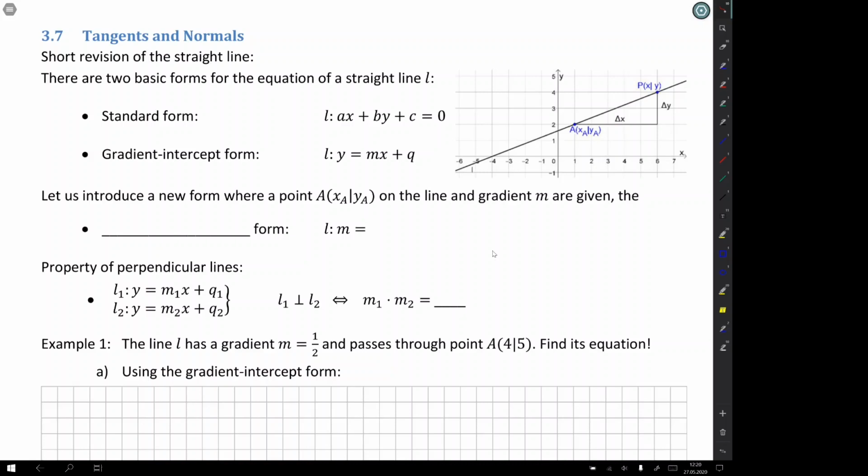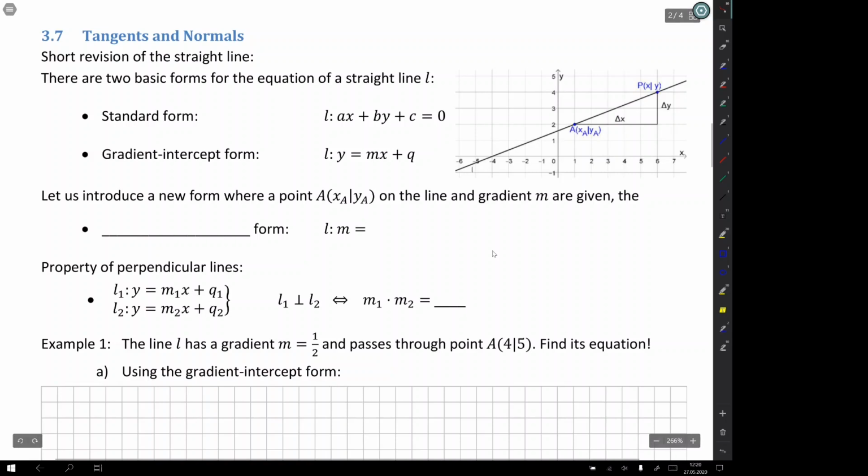In this section, we're going to look at tangents and normals to curves. And we'll start with a short revision of the straight line. There are two basic forms of the straight line. One is the general form, the line being described as ax plus by plus c equals 0.